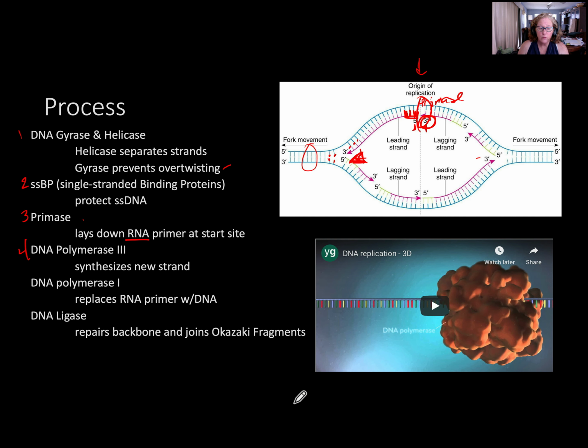Which brings us to step 4, which is DNA polymerase 3. Now DNA polymerase 3 synthesizes this new strand and it's moving along here. Remember, we're going to the left, so it's moving along the 3 to 5 strand, but it's replicating in a 5 to 3 direction.